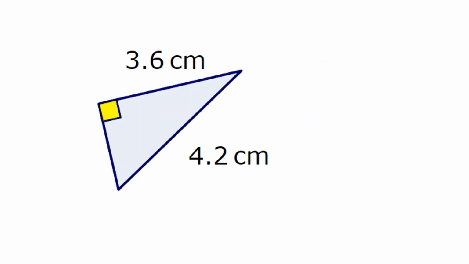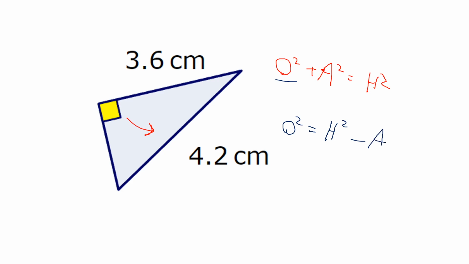But what about if we have the smaller side, which is unknown? Well, remember what we said, the opposite squared plus the adjacent squared is equal to the hypotenuse squared. But we know what the hypotenuse is. So all we're going to do is rearrange to make one of these the subject. In this case, I'm just going to say it's the opposite.